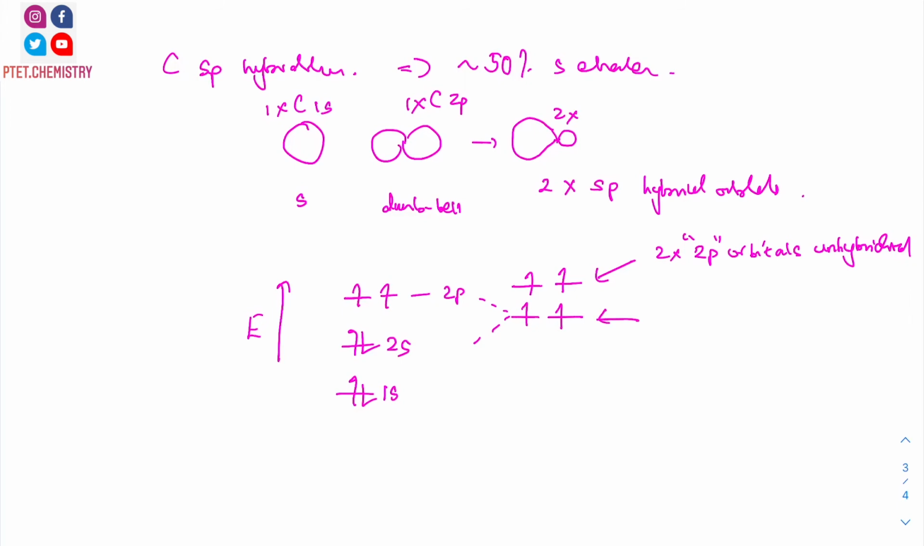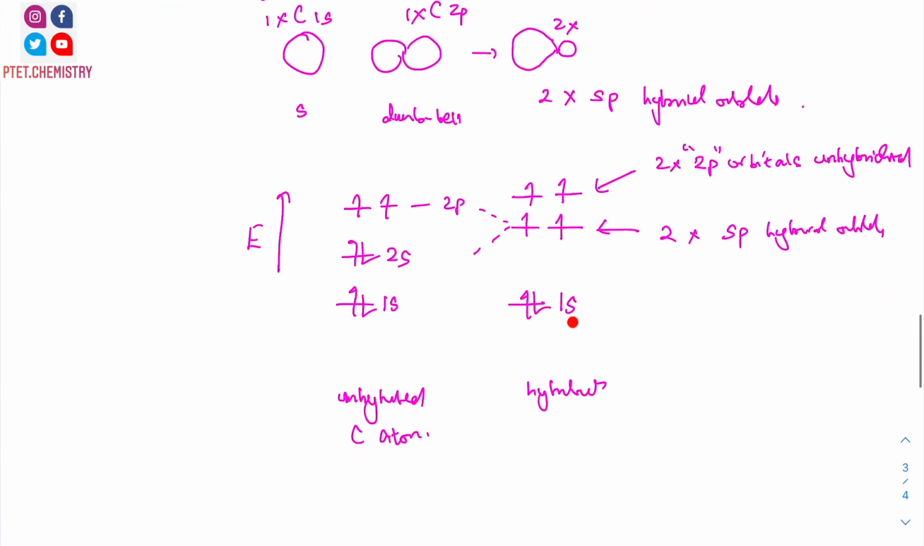When they are hybridized, I get 2 sp hybrid orbitals, but again, I still have the 1s electrons, and this is the hybridized, and this is the unhybridized carbon atom. We don't use the inner shell electrons for bonding, yeah? So these are the two electrons in the 2p orbitals that remain unhybridized. I still have 4 electrons, okay? But I only form 2 sigma bonds. That's why I only need sp hybridization.